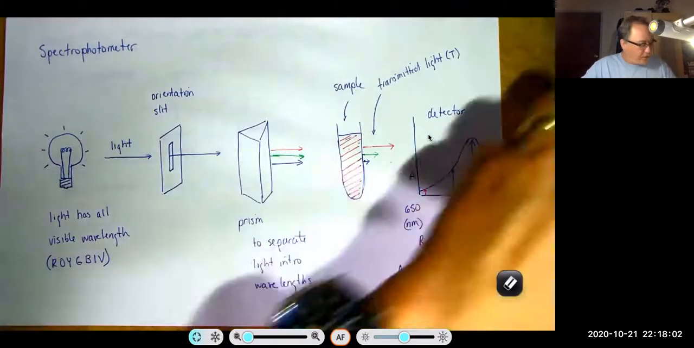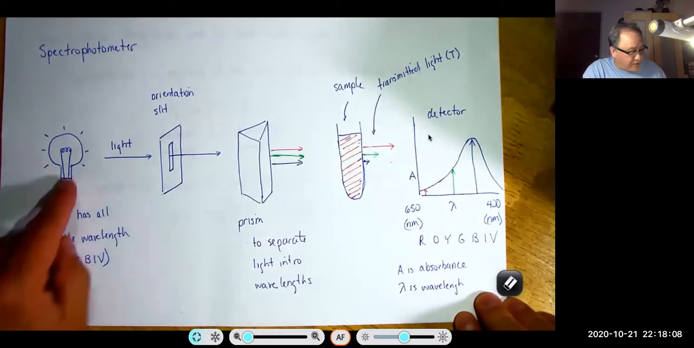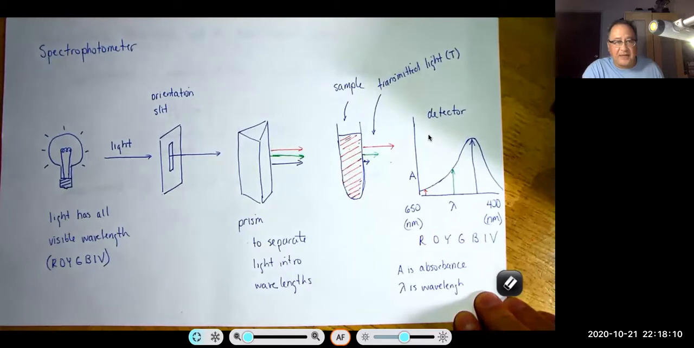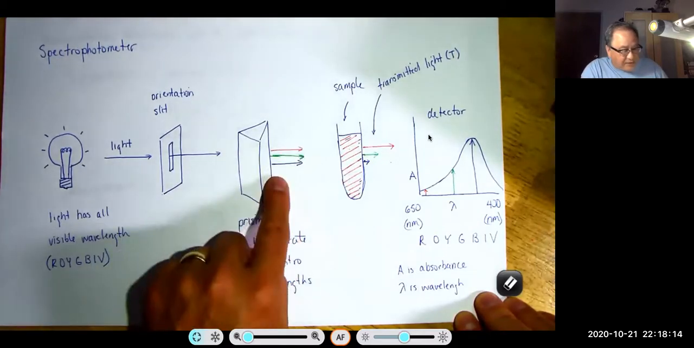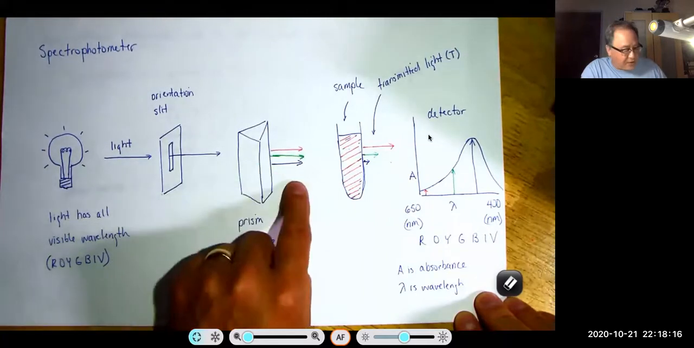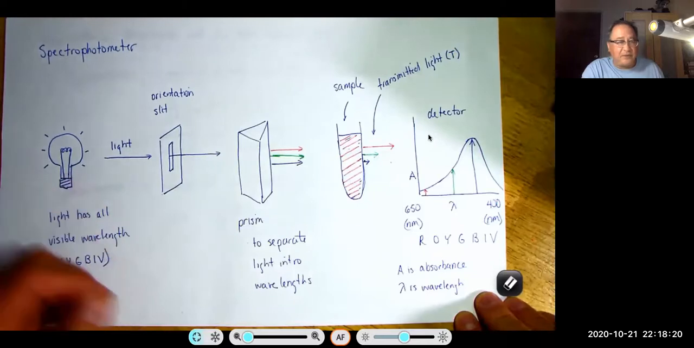So when you have an incandescent light that gives off white light, it actually gives off a rainbow of colors. You pass it through a slit to get all the light oriented in the same direction, pass it through a prism, and you get the different wavelengths of light coming out of the prism. So here, since I happen to have a red, green, and blue pen, I used red, green, and blue.